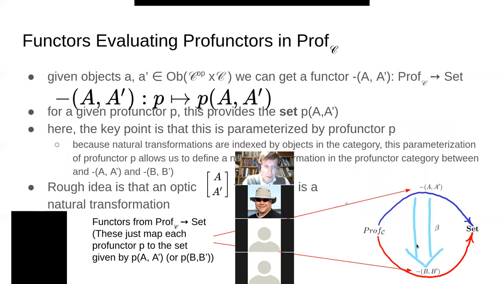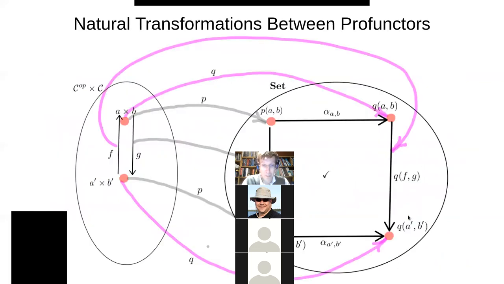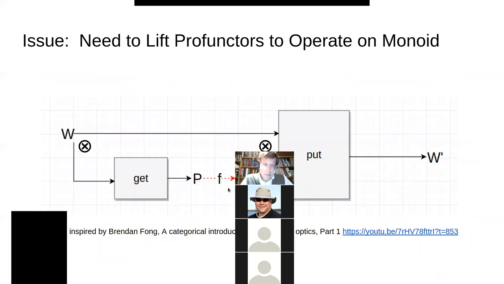So the idea is, roughly speaking, an optic is a way that's parameterized by profunctors. In other words, you give it a profunctor to go from A to P to B prime, whatever that profunctor is, whether it summarizes cost, feasibility, modalities, or morphisms, particular ways, then you get a corresponding set. So for each of those, we get a way of mapping from W to W prime.